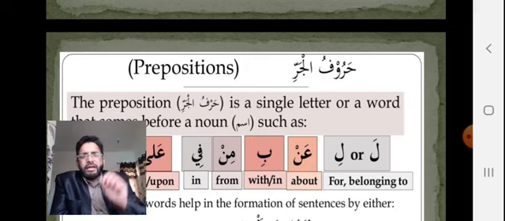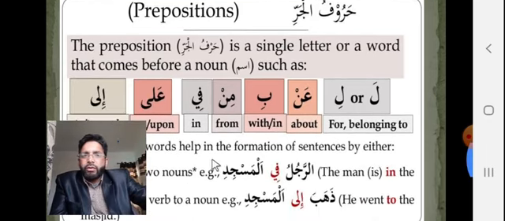So this fi, number one, added some meaning: in. Number two, what did it do? Fil kitabi. It was al kitabu before adding this fi. When I say fil kitabi, what happened? Number one, it added some meaning. Number two, it changed the last vowel sound, because instead of al kitabu, it became al kitabi now. It changed its case. It was in the nominative case, now it is in the genitive case. So the preposition harf al-jar is a single letter or a word that comes before the noun.